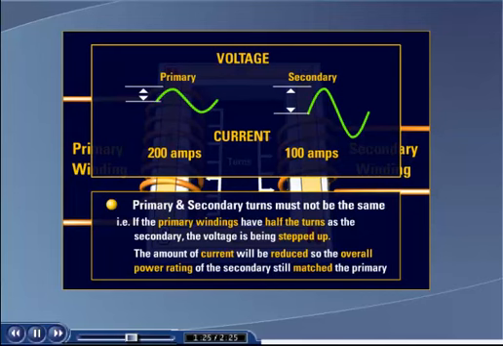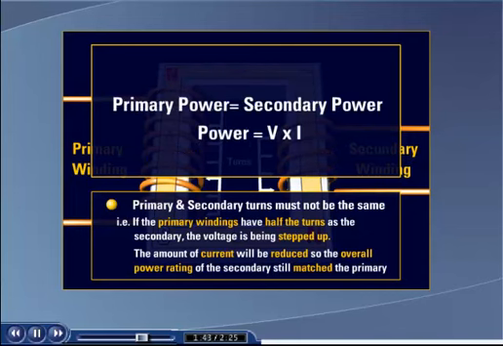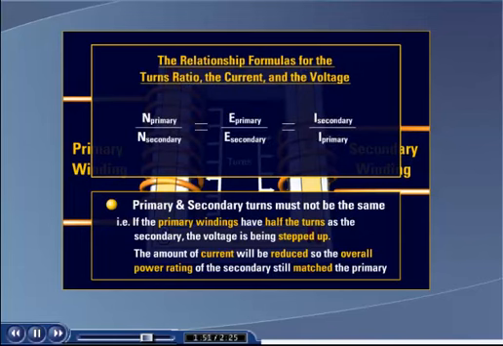The maximum amount of current available on the secondary will be reduced such that the overall power rating of the secondary will match the primary. If the number of turns on the secondary winding were less than that of the primary, the voltage would be reduced and the available current would increase inversely proportional to the voltage reduction, such that the secondary power rating would match the primary. The relationship between the turns ratio, voltage, and current can be expressed with the following formulas.